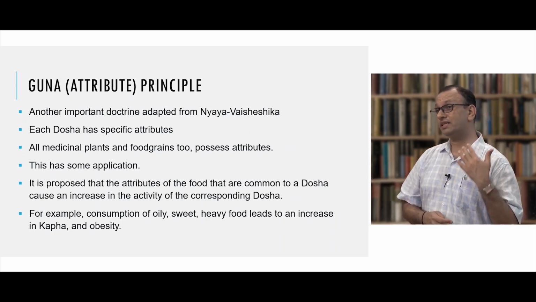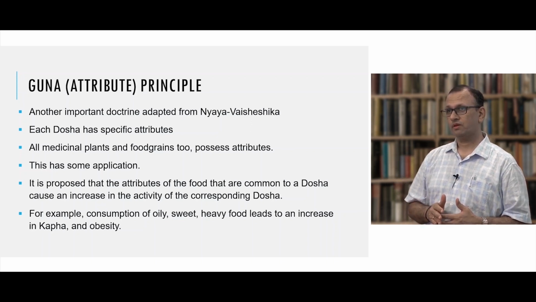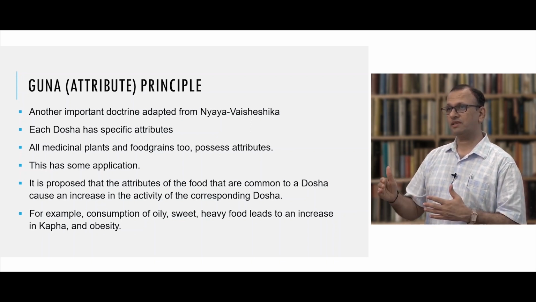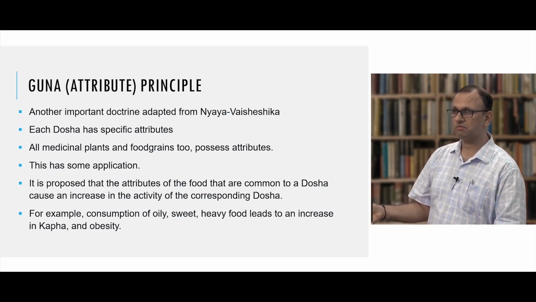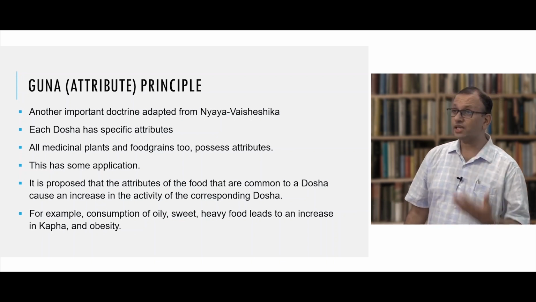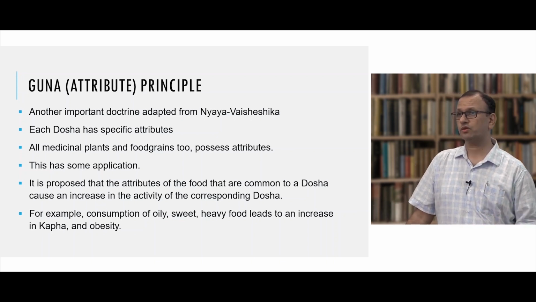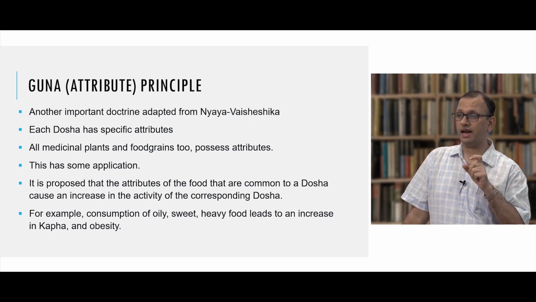Now, similarly, all medicinal plants also have specific attributes. Right? Some spices may be ushna, tikshna. Some other medicinal plants could be laghu or snigdha. All that is possible. Right? Food grains also have specific attributes. Right? And this understanding has some application.